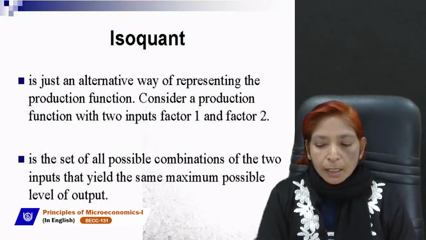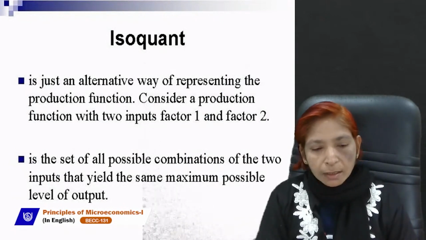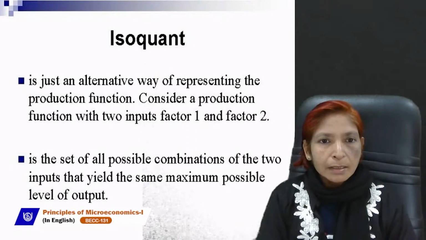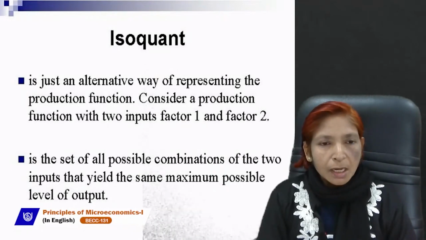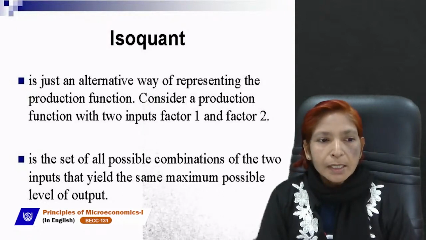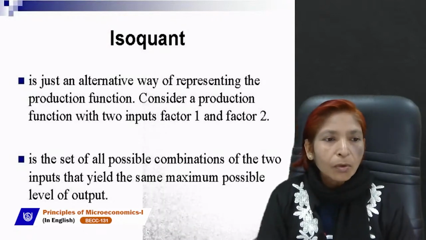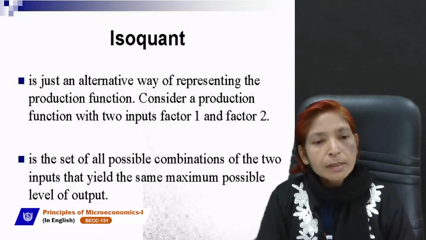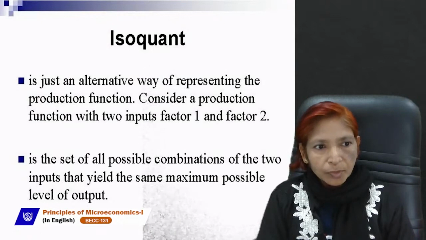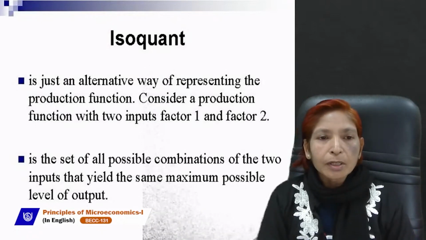Next is isoquant. Isoquant also represents production or producer behavior. Iso means equal and quant means quantity. So isoquant shows equal quantity or the same level of output. It's just an alternative way of representing the production function.